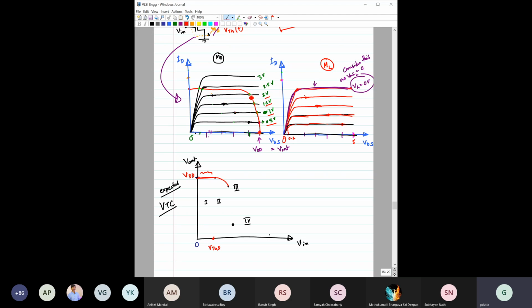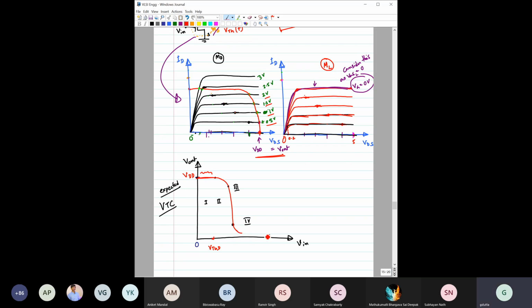So once you have crossed this and come to this region, here the change will be quite rapid. Now, once you have reached this, then after that, the change in output voltage, this is the output voltage axis, right? Again, it will slow down.